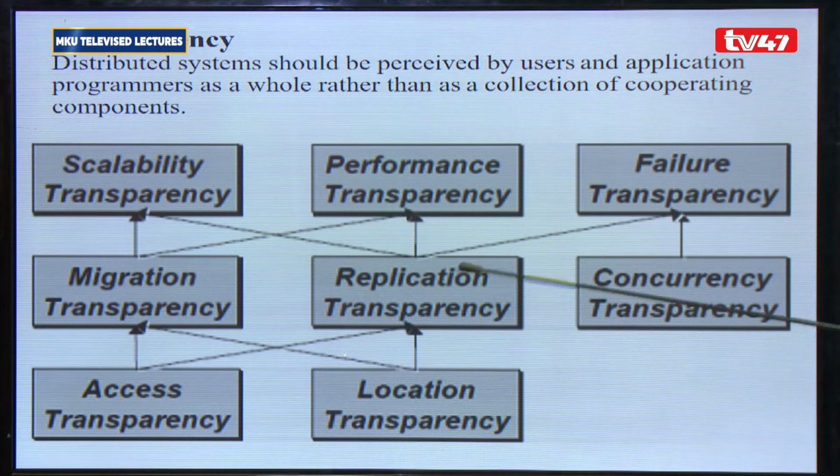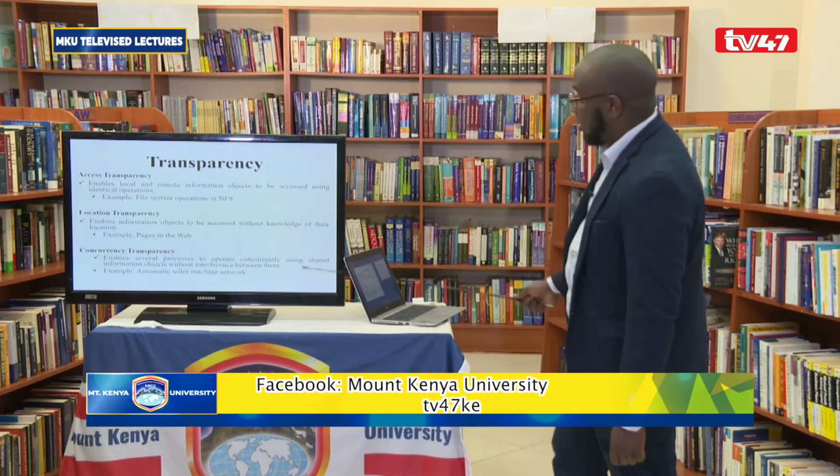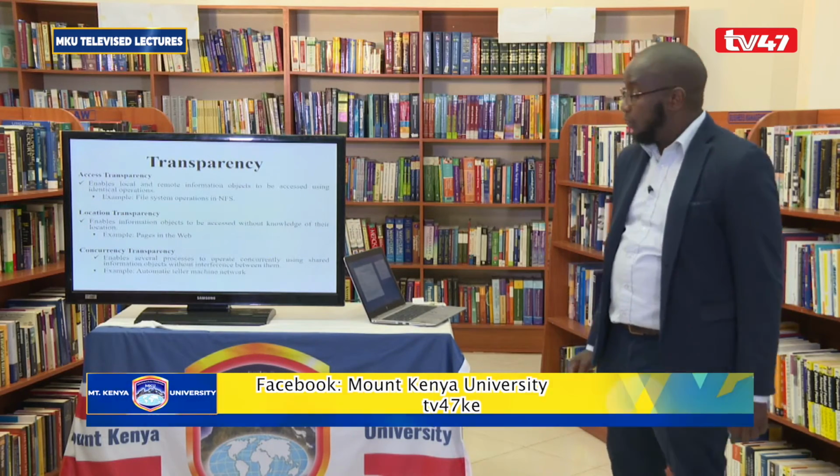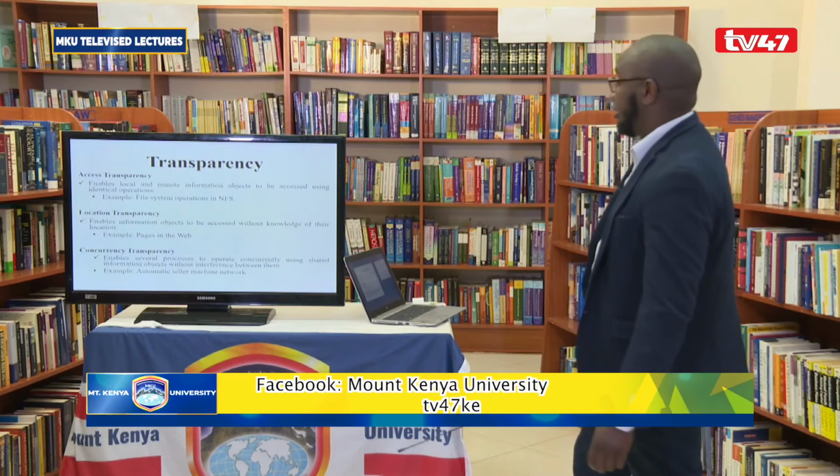We have different types of transparency. This is just a pictorial representation. We have scalability, performance transparency, failure transparency, migration transparency, replication transparency, concurrency transparency, access transparency, and location transparency. Let's talk about this transparency, because without understanding this, it will be a bit difficult for you to understand why we decided to study distributed systems and why we apply them.